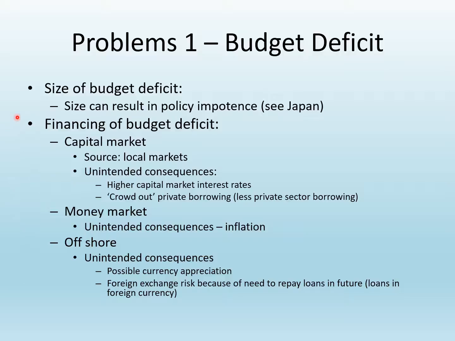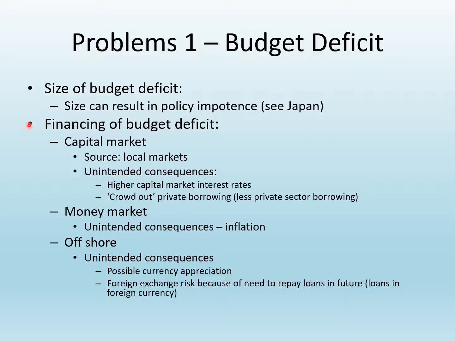So two types of problems begin to emerge with the use of discretionary fiscal policy. The first one is the size of the budget deficit. If you run an ongoing stimulatory policy, if your expenditure is consistently bigger than government revenue, your budget deficit will increase, and it can result in policy impotence if it becomes too large. And for that, you need to go back to topic number 1 and see the discussion about Japan and the policy impotence as a result of what happened in Japan as a result of that very, very large budget deficit and the very large public debt.